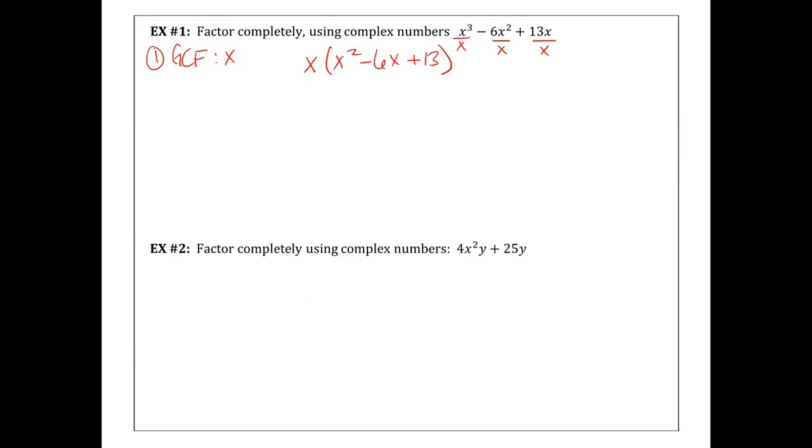Once I've done GCF, I then am going to try quick multiplication and ask myself, is there anything that multiplies to give me 13 but adds to give me -6? Does mental factoring work? No, mental factoring fails. Okay?